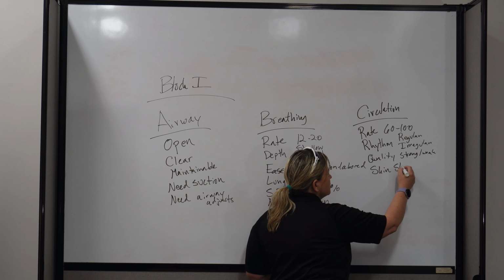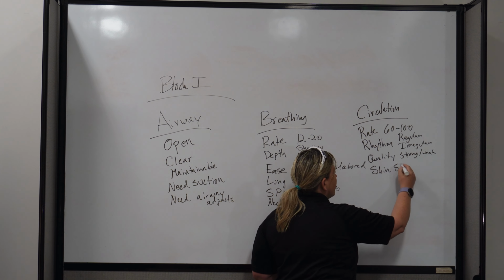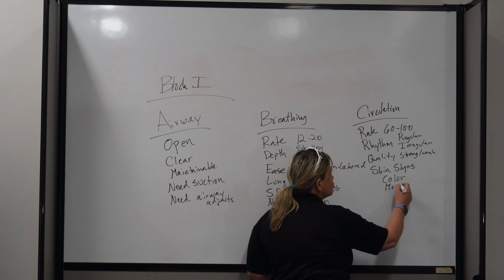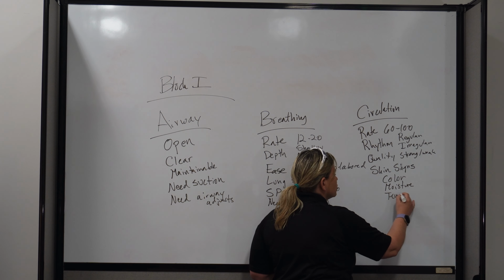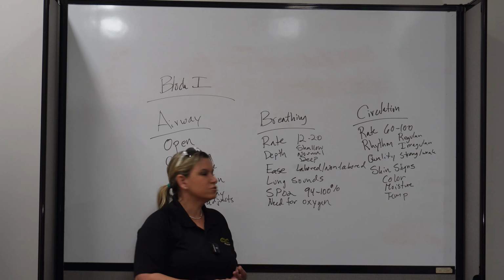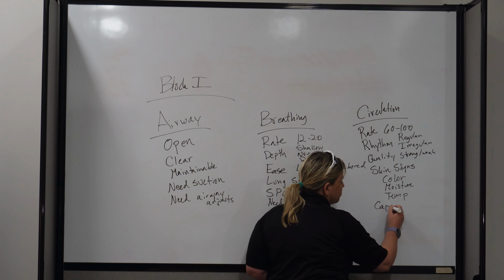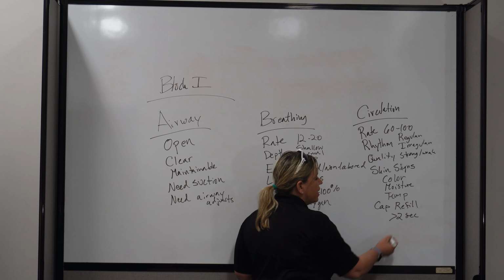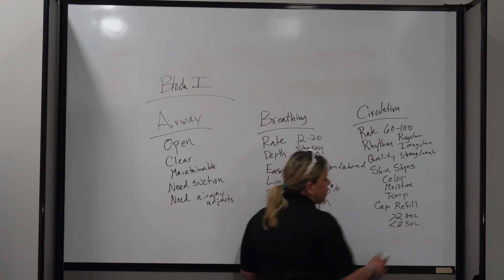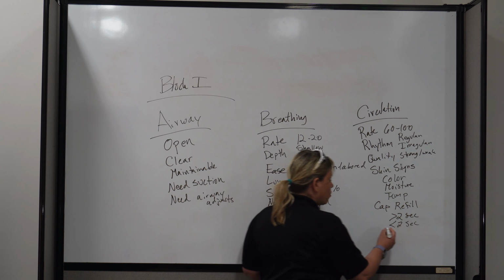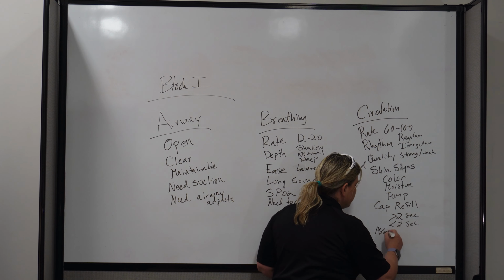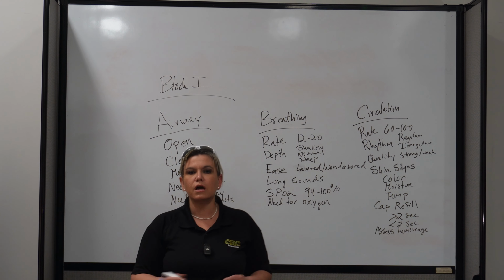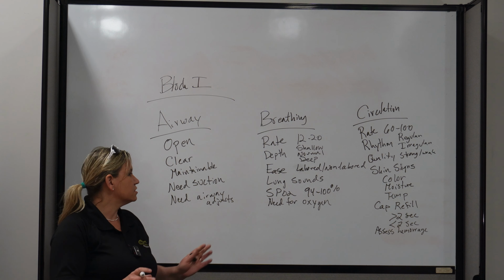So with my skin signs, I want to know, what is the color of my skin? What is my moisture? And what is my temperature? Okay, so I'm looking at color, moisture, temperature. I'm also assessing a cap refill. Remember, if that cap refill is greater than 2 seconds, we call that delayed. If it's less than 2 seconds, we call that immediate. And then, of course, we also want to assess for hemorrhaging. Okay, but remember, we're not going to do what we do in trauma. We're not going to cut and expose. We're just going to assess for hemorrhaging to see if we have it.